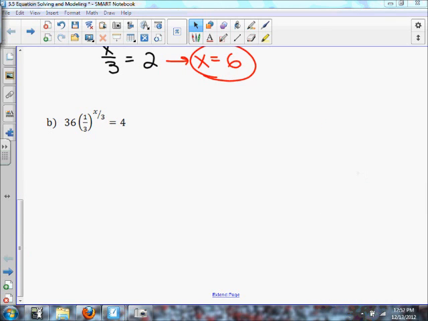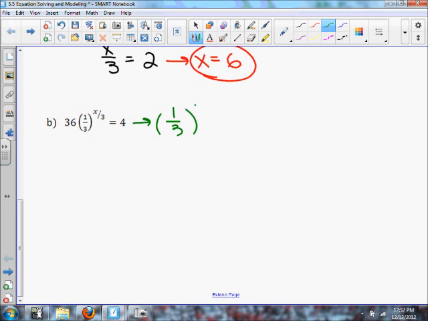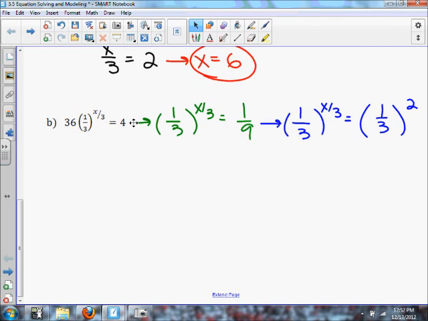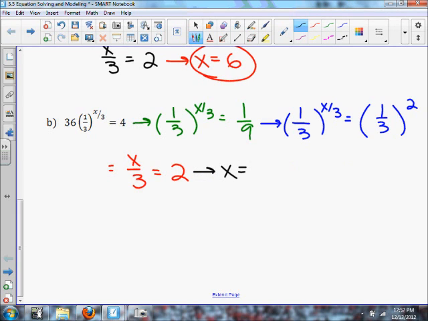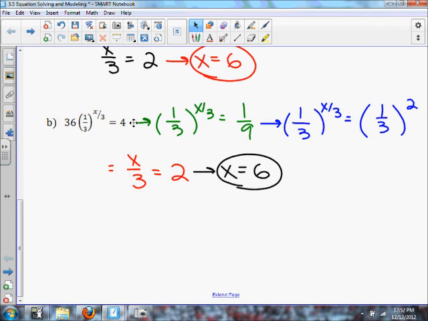Now, if we look at this, I can rewrite it as (1/3)^(x/3) equals 1/9, which means I can rewrite 1/9 as 1/3 squared, which would mean x over 3 will equal 2, which means x will equal 6. It just so happens that this answer is equal to 6, just like the last.